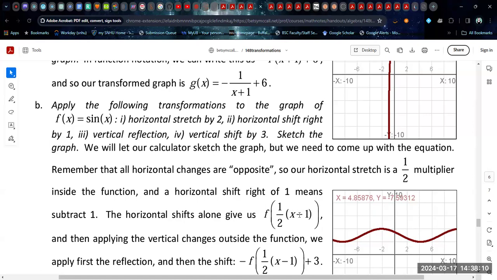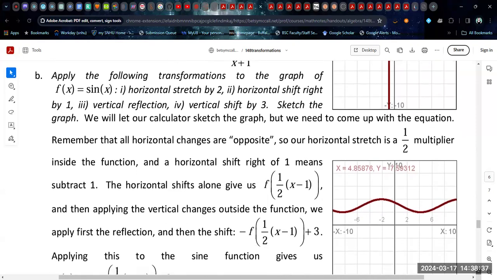So that's our x minus 1. Notice I basically started with my 1/2 x, and then I replaced my x with x minus 1 inside my multiplier. So that's the horizontal stuff. Then to get a vertical reflection, I put the minus sign on the outside, and then the vertical shift by 3, assuming it's positive, I would add 3 outside.